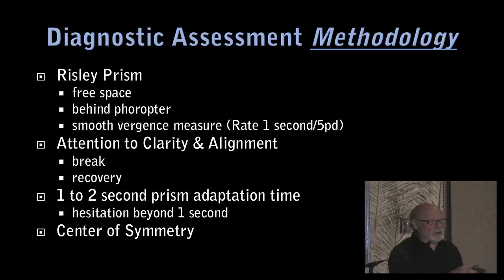So I will classically hold this up and use a Risley prism. Because one of the most important things to me is to have them in free space. Because I cannot see their response to stress behind the phoropter. But this is not to say that I can't put this inside the phoropter and create bilateral Risleys. So therein lies the big question. What's the story about holding up a Risley prism in front of one eye?